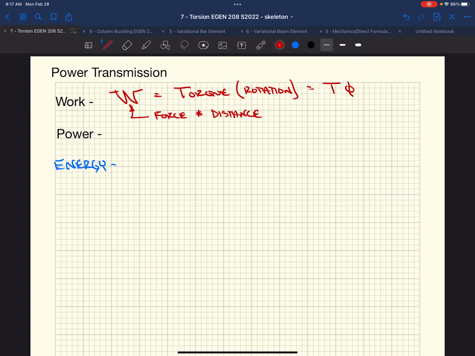Power, on the other hand, is the rate of work. Essentially, how fast you can work, right.